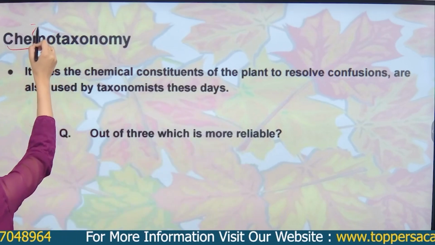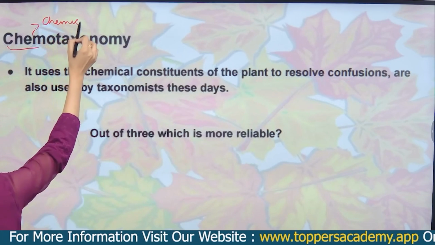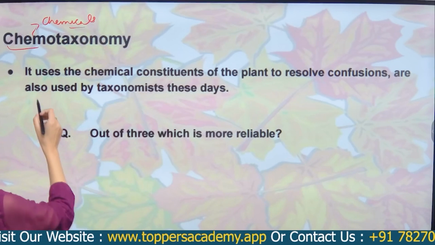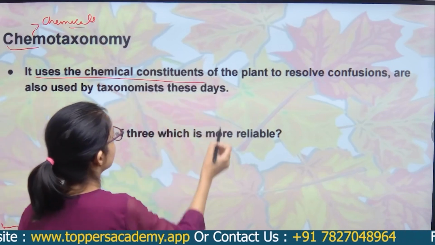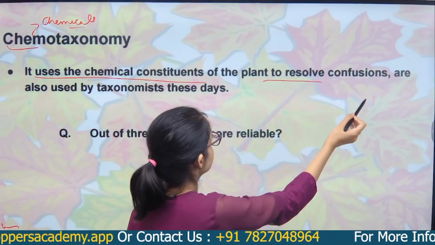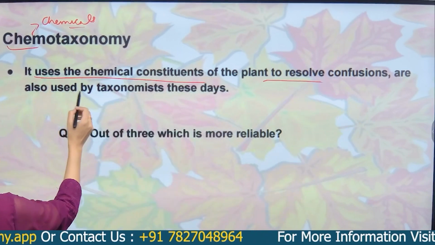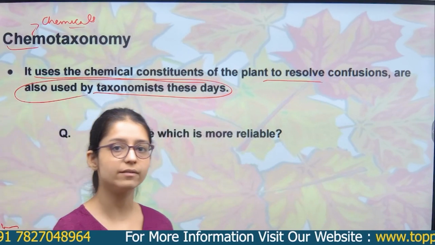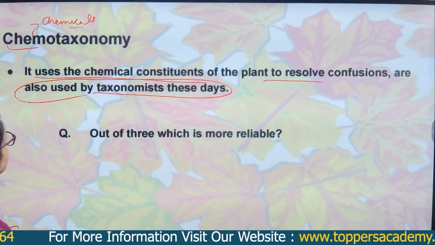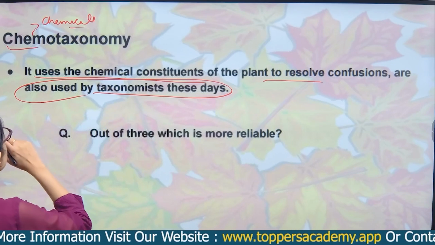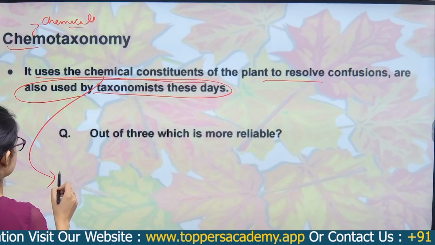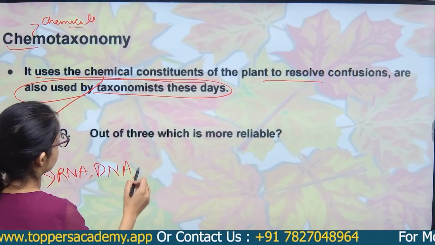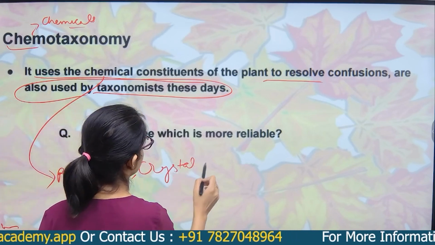Chemo means chemicals. Chemotaxonomy uses the chemical constituents of plants to resolve confusion, and is also used by taxonomists these days. This is the most trustable or reliable phonetic system of classification. The chemical constituents are RNA, DNA, and crystal oxalate.